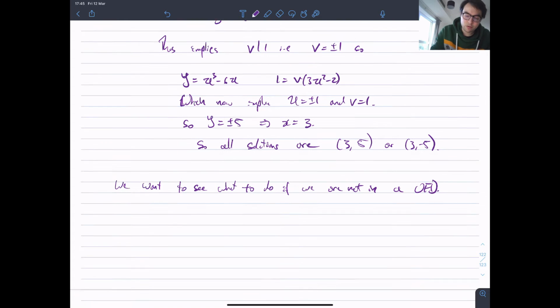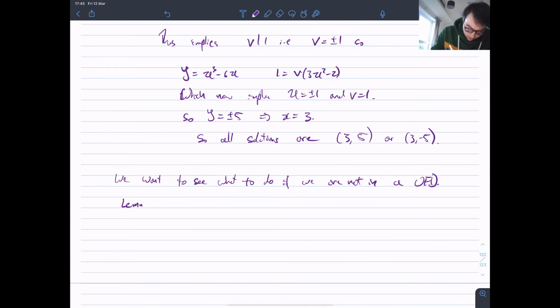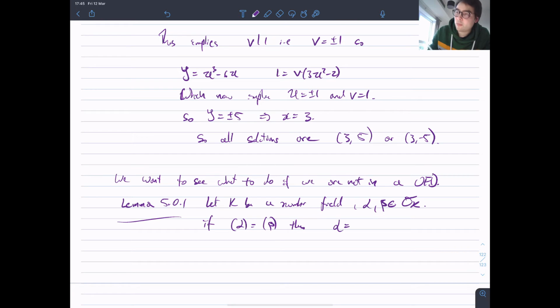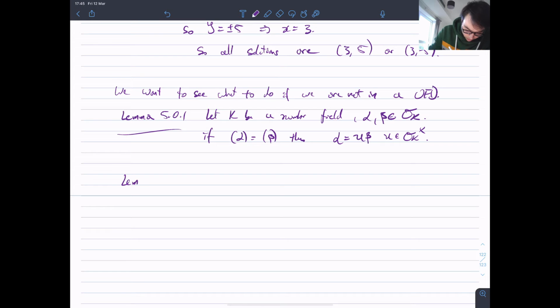So here, let me give you two lemmas that we've proven already in the course in one of the problem sheets, which will be quite useful. So lemma 5.0.1 says, let K be a number field. I'm mainly reminding you of these lemmas. You'll know these already, hopefully. If I have two elements alpha and beta in my ring of integers, and the ideals that they generate are the same, then they differ by a unit. So you can write alpha as u times beta for u some element of O_K cross, and hopefully that lemma is almost obvious to you.